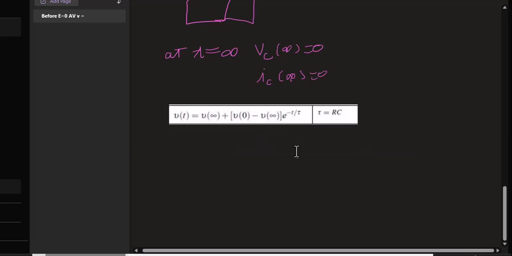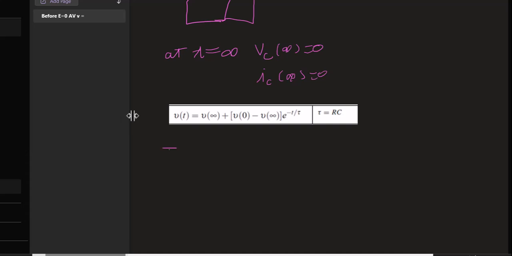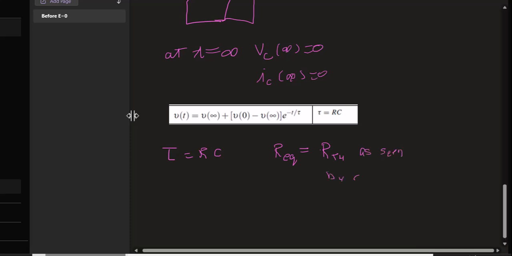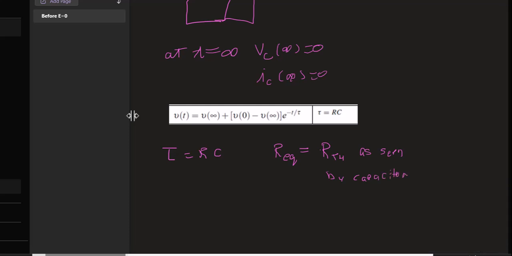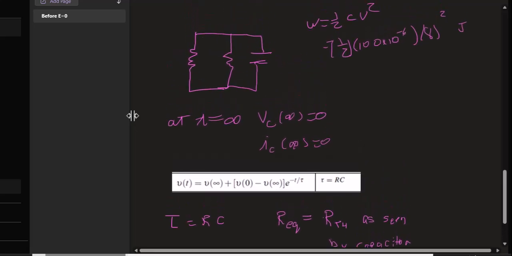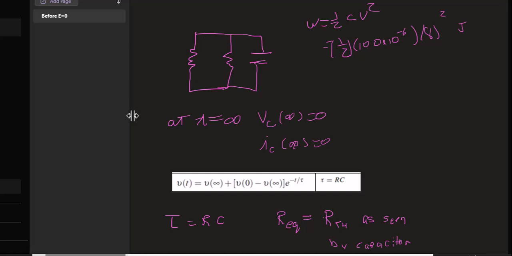So the last thing that we need to find is tau. So tau is RC, and R is the Thevenin equivalent resistance as seen by the capacitor. And you look at the circuit the way it is between 0 and infinity, which is this circuit right here. So we had 120K and 60K. This one's nice. It's not too tricky. There's nothing. It is what it looks like.